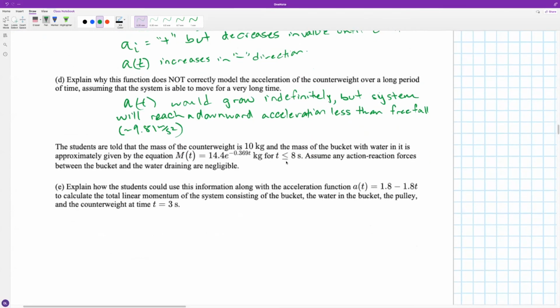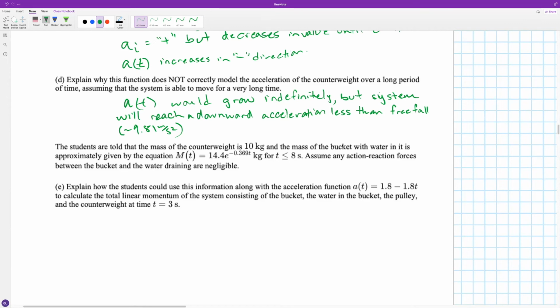Alrighty, so let's go ahead and see here. The students are told that the mass of the counterweight is 10 kilograms and the mass of the bucket with water in it is approximately given by the equation 14.4 e to the negative 0.369t kilograms for t less than 8 seconds. Assume any action-reaction forces between the bucket and the water draining are negligible. Explain how the students could use this information along with the acceleration to calculate the total linear momentum of the system consisting of the bucket, the water in the bucket, the pulley, and the counterweight at time t equals 3 seconds.